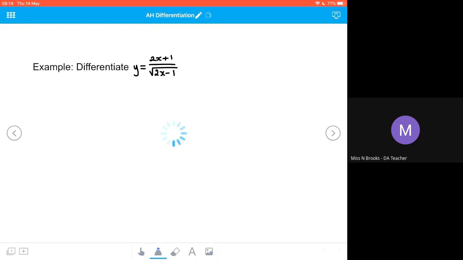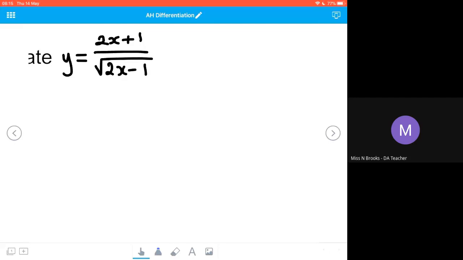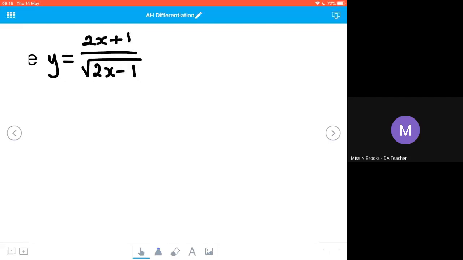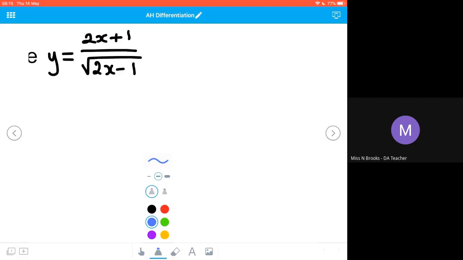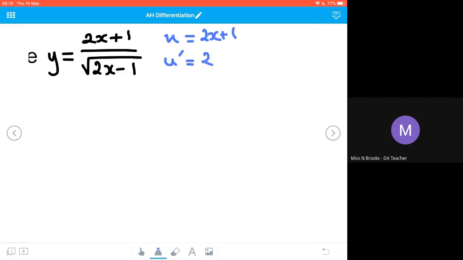My second example, I'm going to differentiate y equals 2x plus 1 divided by the square root of 2x minus 1, and I'm going to use my Leibniz notation. So Leibniz notation uses u's and v's. So u will be my numerator. So that's going to be 2x plus 1. So u prime is going to be just 2. And v is going to be the square root of 2x minus 1.